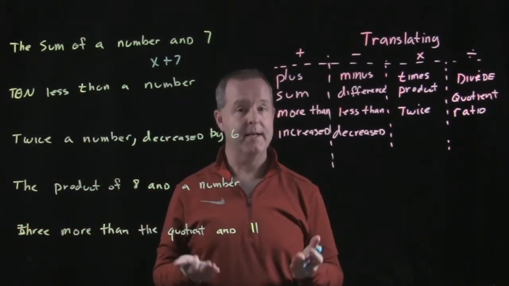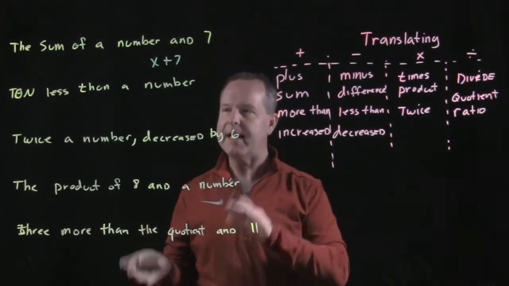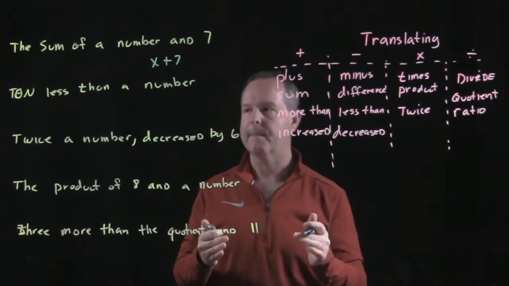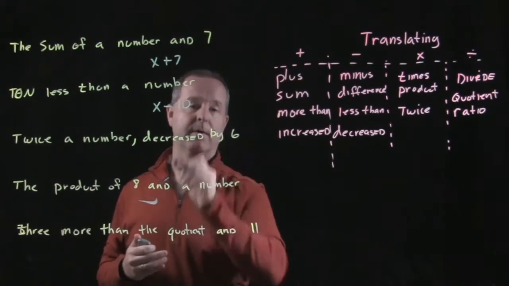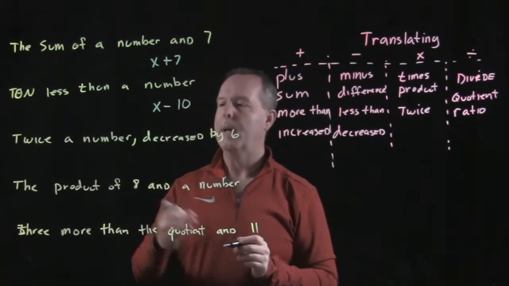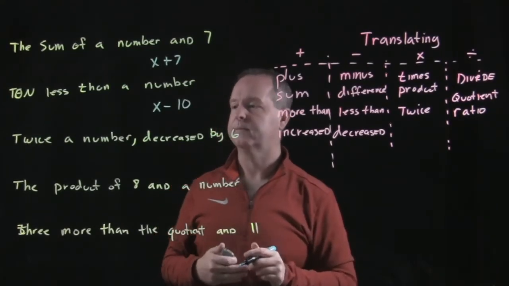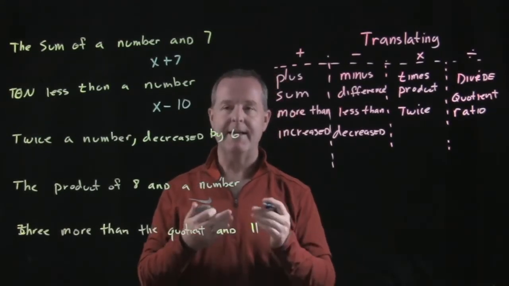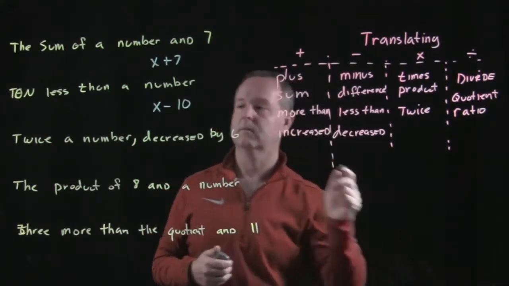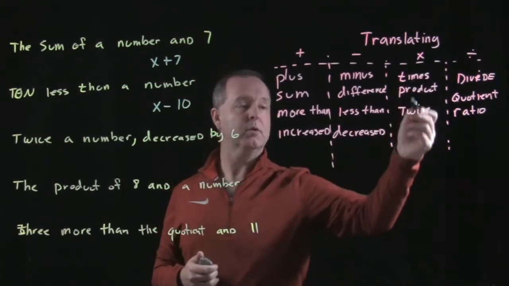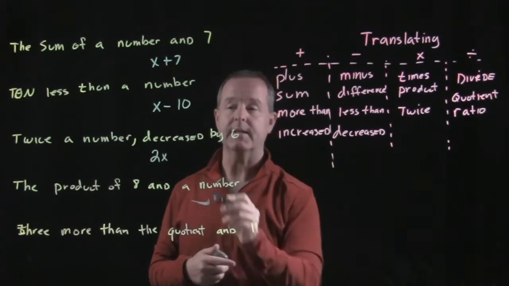10 less than a number, less than. Okay, subtraction going on. 10 less than a number. So I have some number and I have 10 less than that number. Twice a number decreased by 6. Twice a number, and that number is decreased by 6. So twice a number means multiplication. That number is decreased by 6.